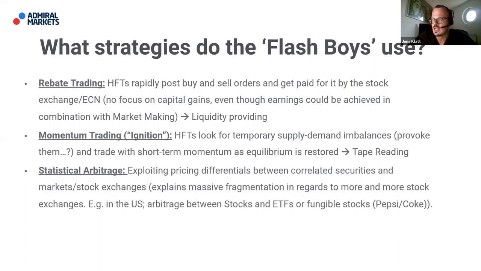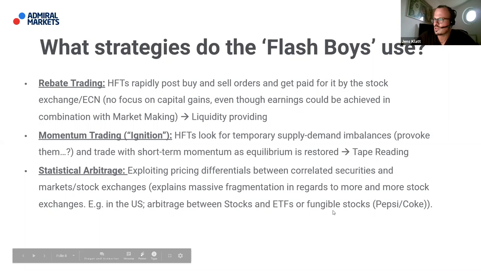If there's an imbalance, and you can see, for example, that an ETF is trading at a higher price than the basket of shares within the ETF, you can quickly calculate this. You could easily profit from this. You could sell the ETF short while buying the basket of shares, and that way lock in a risk-free profit, in fact. So this is how you could understand statistical arbitrage.